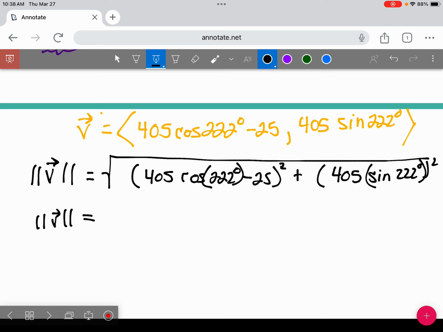You square the sine, not the 405 sine. Okay. So let's close that. And now we've got sine of 222 times 405 225, but it's cosine of 222 that we're subtracting the 25 from. Just like that. Okay.